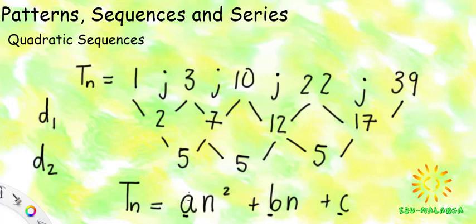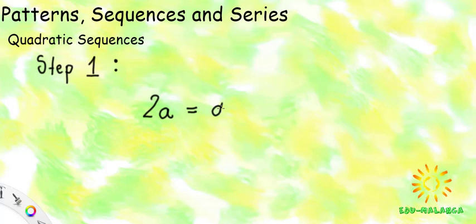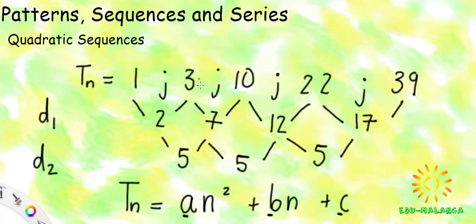We'll start by solving for a, and we will call that step 1 because we're going to do this in 3 steps. To solve for a, we use the formula that 2a is equal to d2. So 2a is equal to the second difference. Therefore, a is equal to d2 over 2.